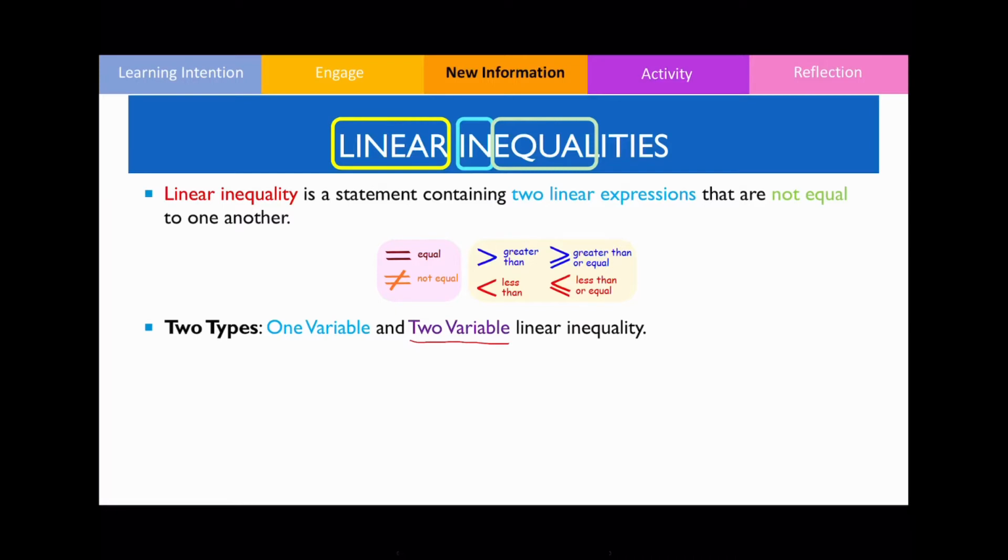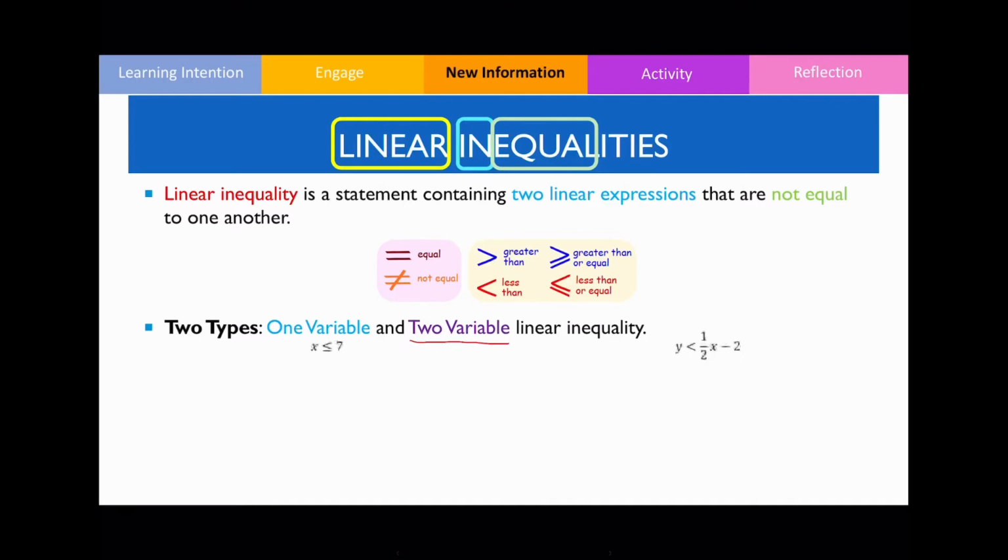One variable means that it only contains one letter. In this case, x is less than or equal to 7. That's an example of a one variable linear inequality. Whereas on the right hand side, I've got y is less than half x minus 2. It's an example of a two variable inequality, because a variable is a letter, so it contains two letters, as you can see here, y and x.